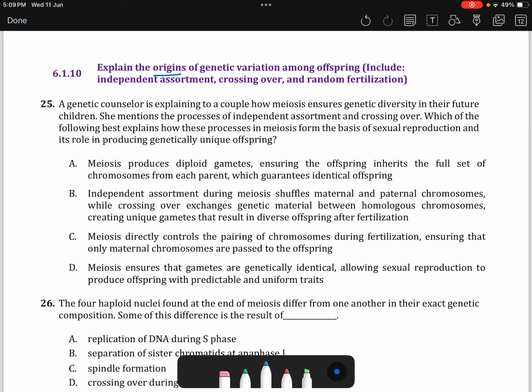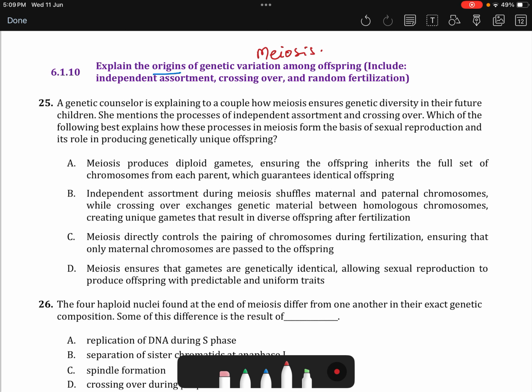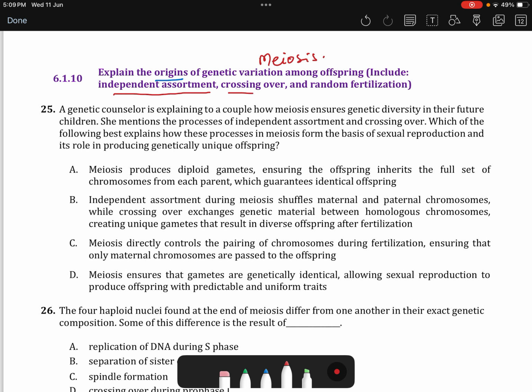Explain the origin of genetic variation among the offsprings. Of course, it is meiosis, right? It is meiosis that leads to the genetic variation and helps the organism's survival. But what are the major processes that take place in meiosis? It is independent assortment, it is crossing over. We said already the crossing over is in prophase 1. Independent assortment is in metaphase 1. And random fertilization, after you have the sperm cells and egg cells produced, at that time sperm and egg fuse together.